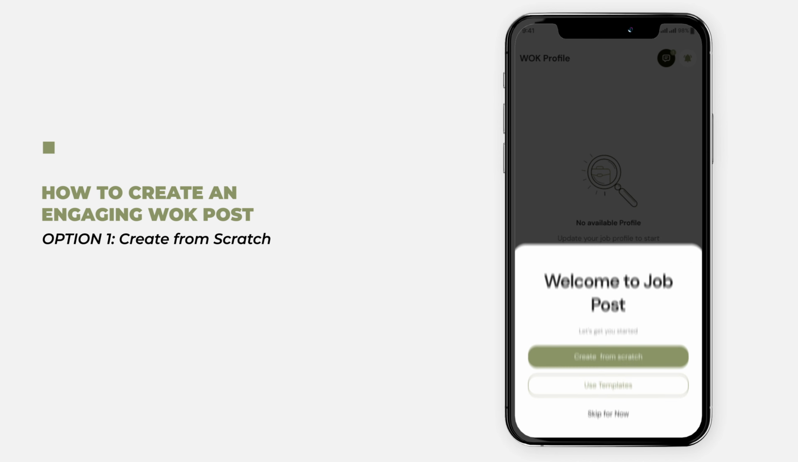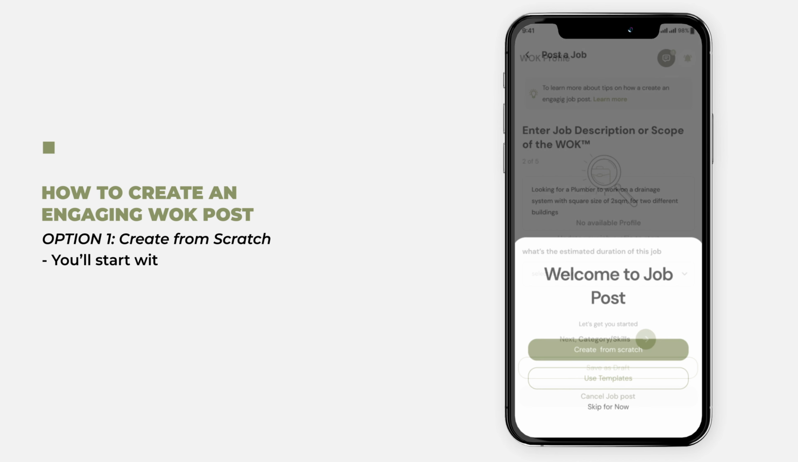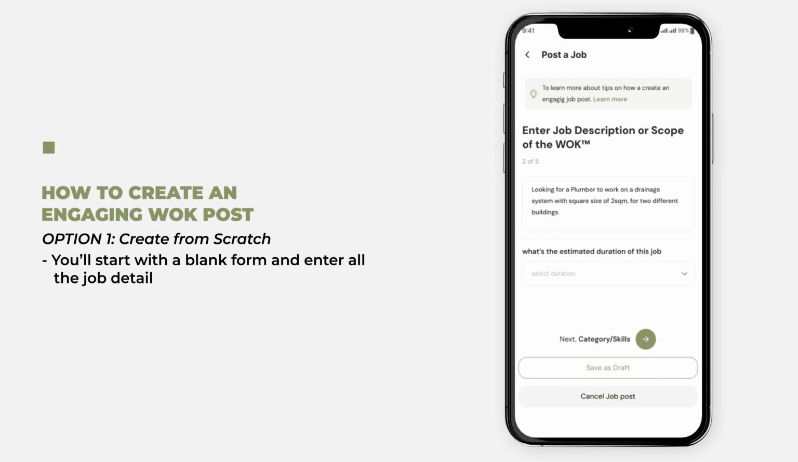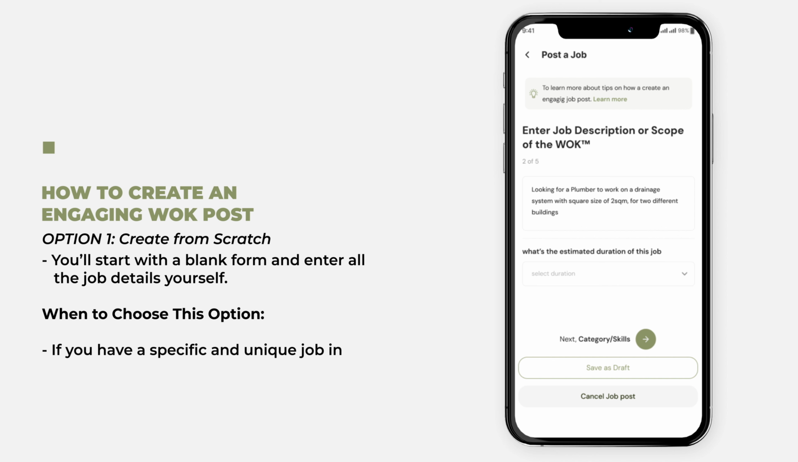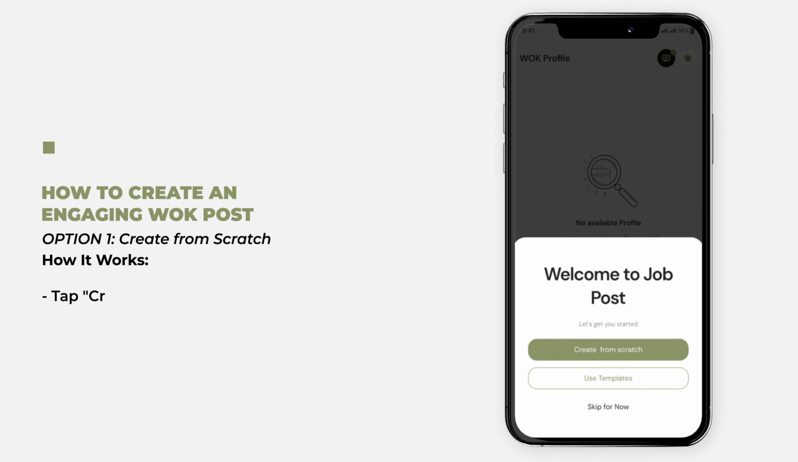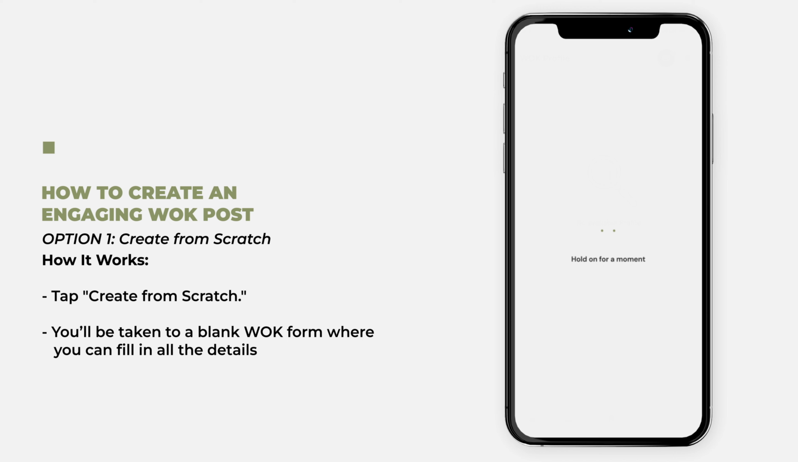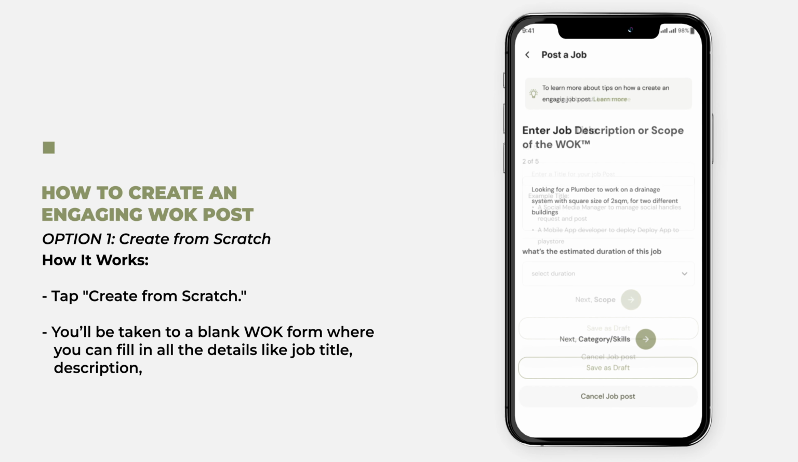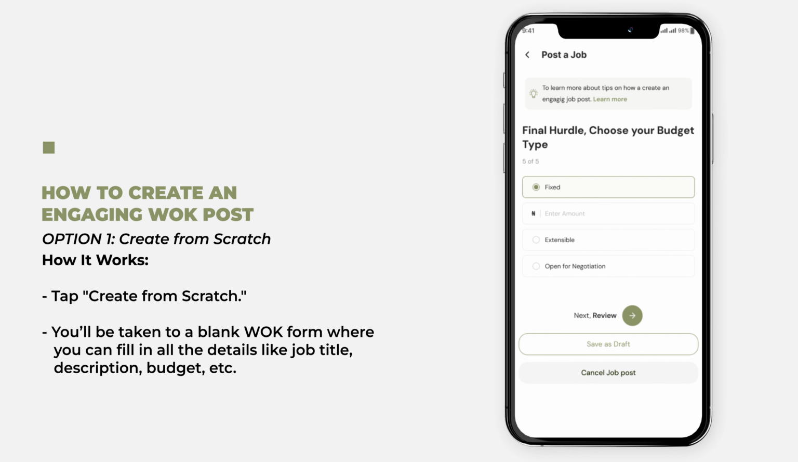First, create from scratch. You start with a blank form and enter all the job details yourself. Now, when do you choose this option? You choose this option if you have a specific and unique job in mind, or if the templates don't fit your requirement. How it works: tap Create from Scratch. You'll be taken to a blank work page from where you can fill in all the details like job title, description, budget, etc.